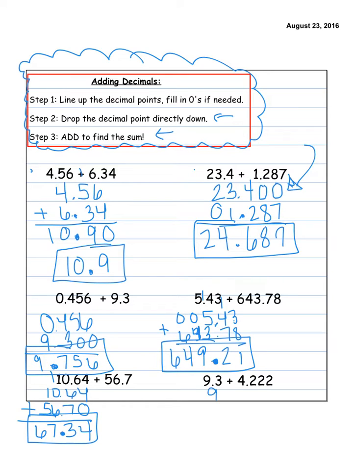And then 9 and 3 tenths plus 4 and 222 thousandths. Add my zeros, so 2, 2, 5, 13. 13 and 522 thousandths.